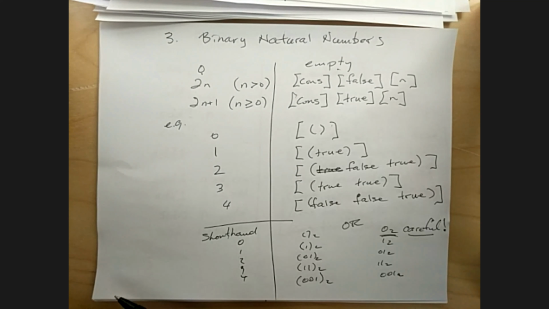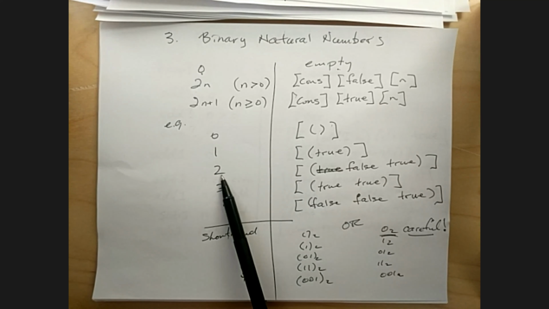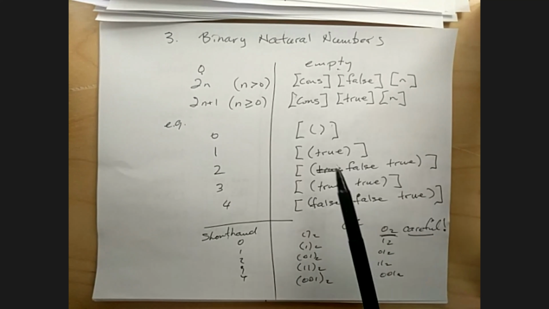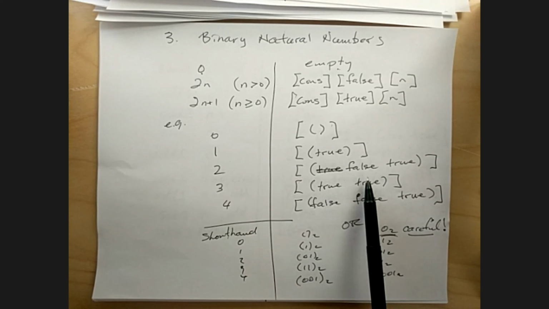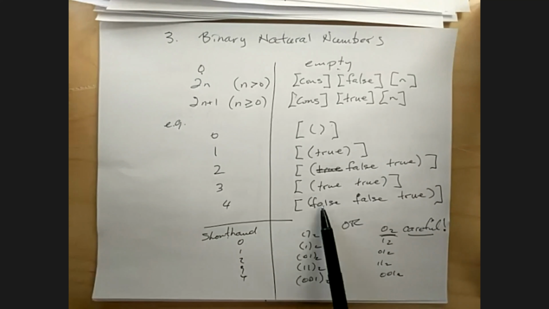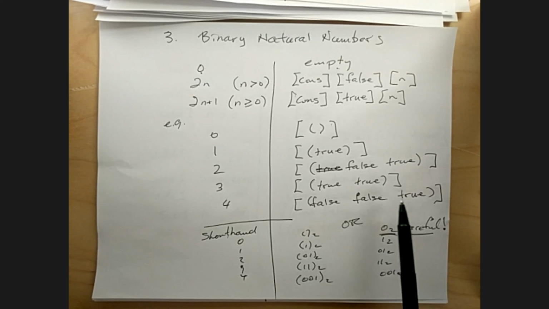So let's look at a few of these things. 0 is represented by empty. 1 is represented by true. 2, well, you get 2 by doubling 1. So doubling sticks false there. So 2 is false, true. 3 you get by doubling 1 and adding 1. So you get true, true. 4 you get by doubling 2 and sticking false at the beginning. So you get false, false, true.